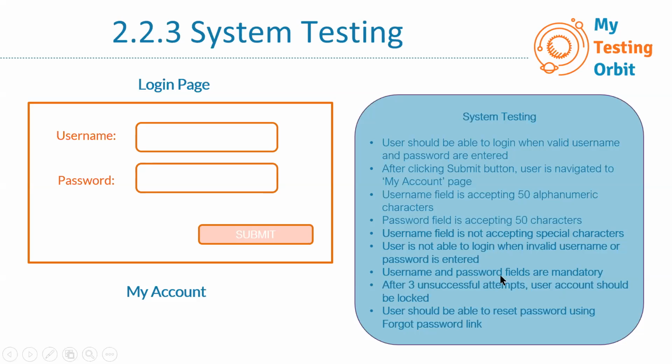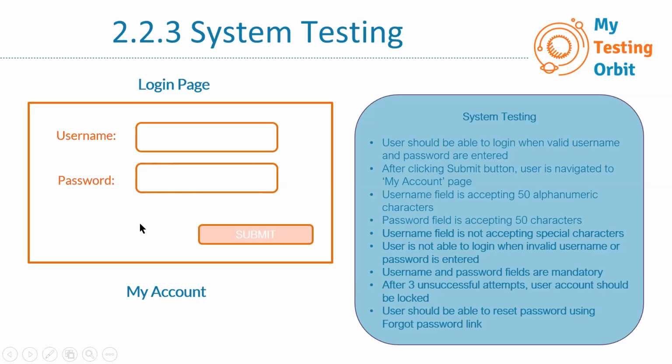Then the next is username and password fields are mandatory. We can't just leave username or password field empty, so it has to be mandatory. Usually there are some asterisks in a few fields where they are mandatory. So maybe a tester can point out that a user should be informed that this is mandatory. But on the login page, of course, we need both fields in order to log in. That's pretty obvious. After 3 unsuccessful attempts, user account should be locked.